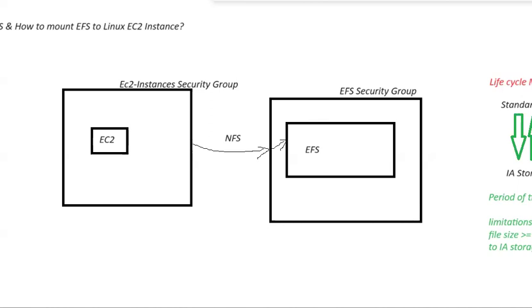Previously, for mounting, we used the network file system protocol. Now a new mounting agent came, that is the EFS mount helper. Let's see how to configure it. How do we mount our EFS to an EC2 instance by using this EFS mount helper? In order to do this, first you need to install the utilities for this EFS mount helper on your EC2 instance. Then you need to execute the following command.